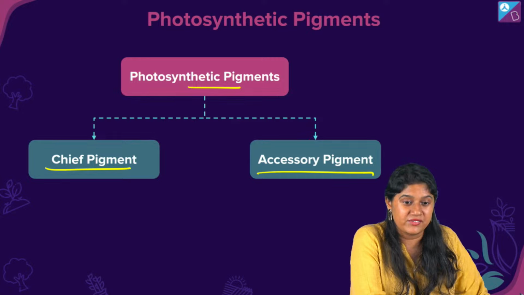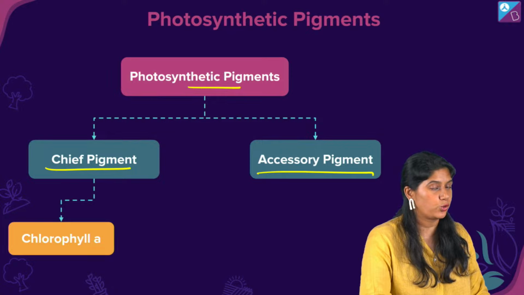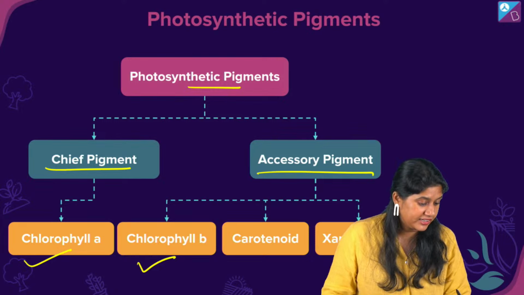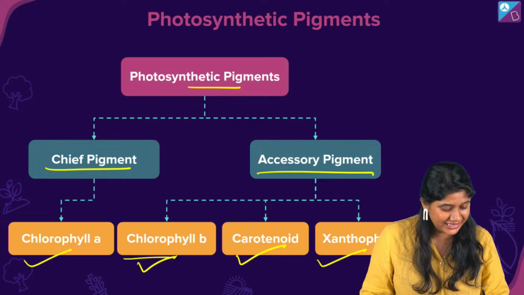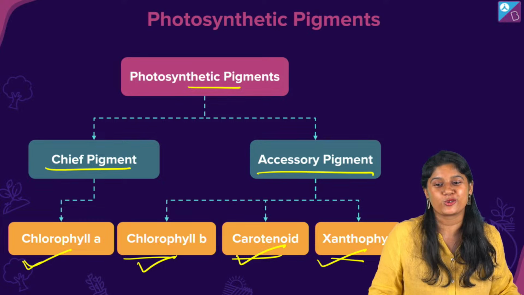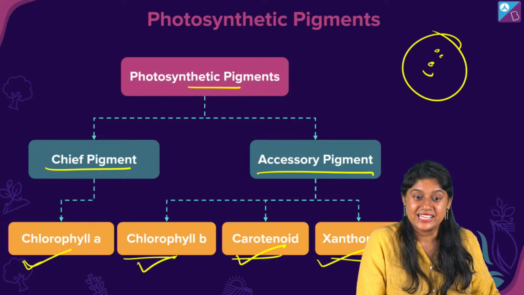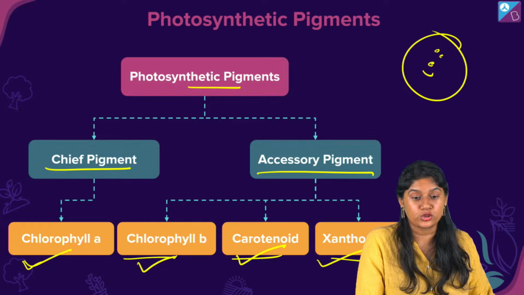So we know that the chief pigment is chlorophyll A, whereas the rest, right, chlorophyll B, carotenoids, xanthophylls, all are the accessory pigments. Definitely they play a very important role, but the main chief pigment for the photosynthesis is our chlorophyll A. Okay, yes everyone, are we clear? Yes, very good. Very good, chlorophyll A.